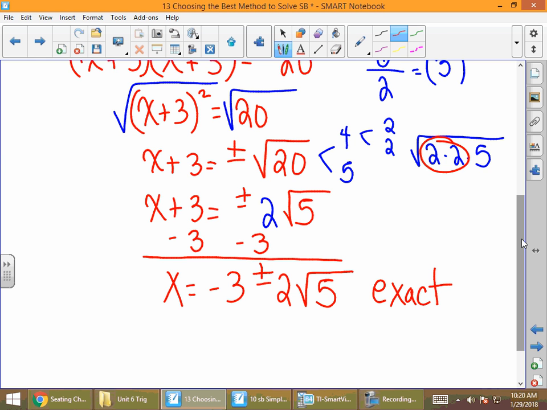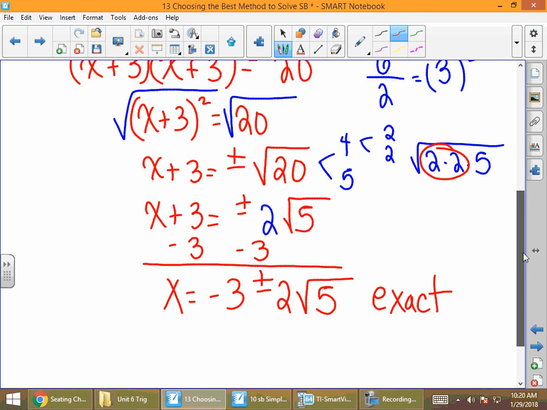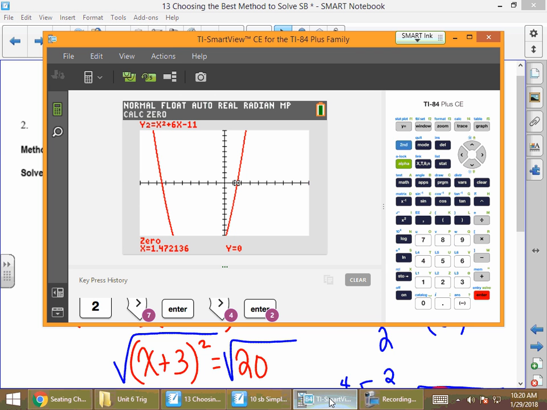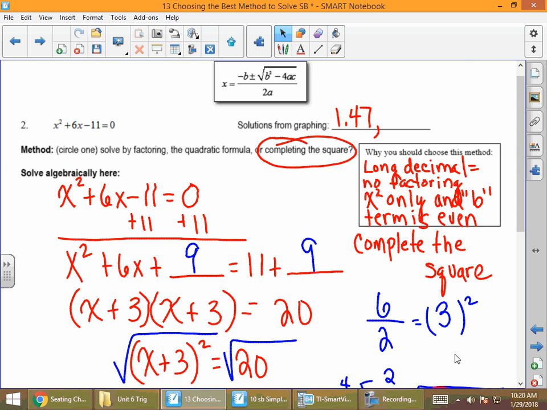And the decimal approximation, which I'm not going to go back and take the time to do on the calculator, you could do at another time. But our other solution, off to the left of our graphing calculator screen, if you do the second trace and zero again, we end up with negative 7.47 for our other root as the decimal approximation.